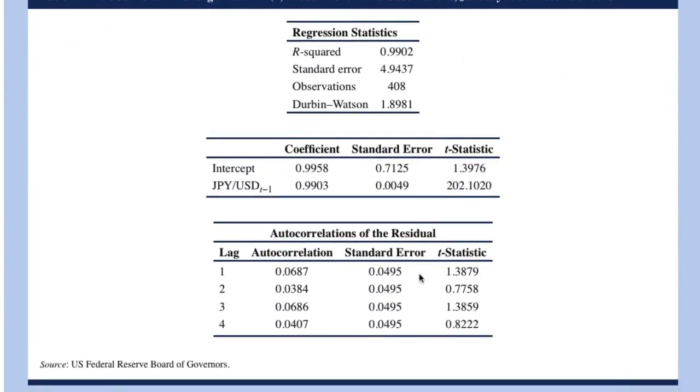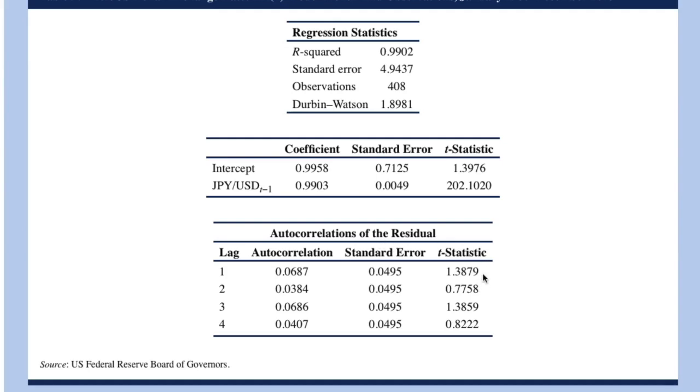So here's the results from a regression. Notice here we're just using a lagged variable. So we're just using last month's exchange rate to predict the next period's exchange rate. We're not differencing. We're just using a standard AR1 lagged model here.